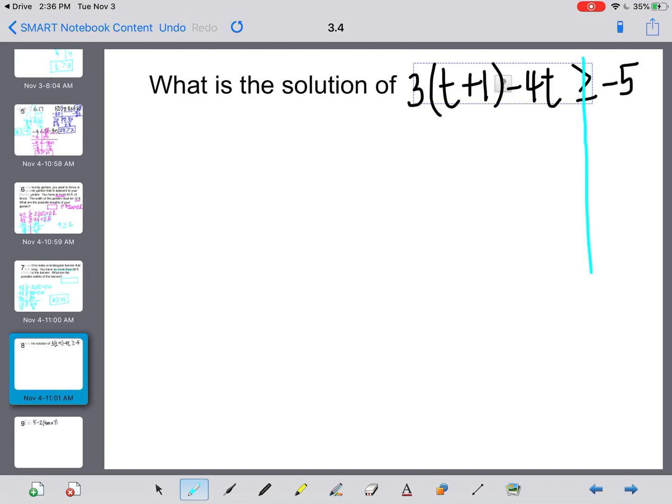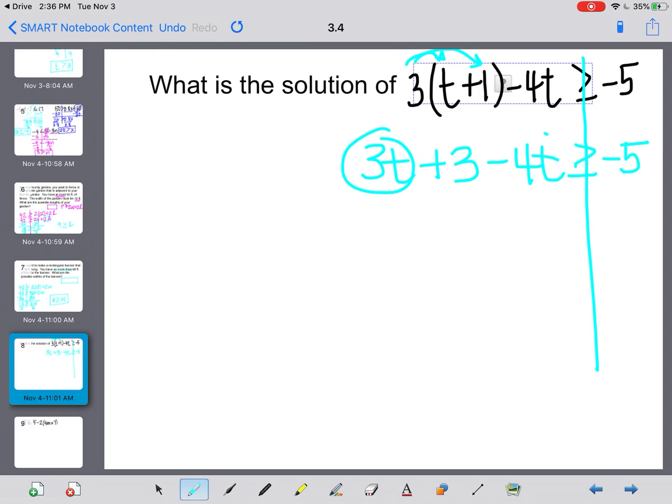What is the solution of 3 times t plus 1 minus 4t is greater than or equal to negative 5? All right, all the same rules apply to solving equations. We are going to start with our train tracks and then distribute. This should match your Don't Call Me After Midnight cell phone worksheet thing that I gave you to use as a key. If you still have that, you can use those steps here as well.